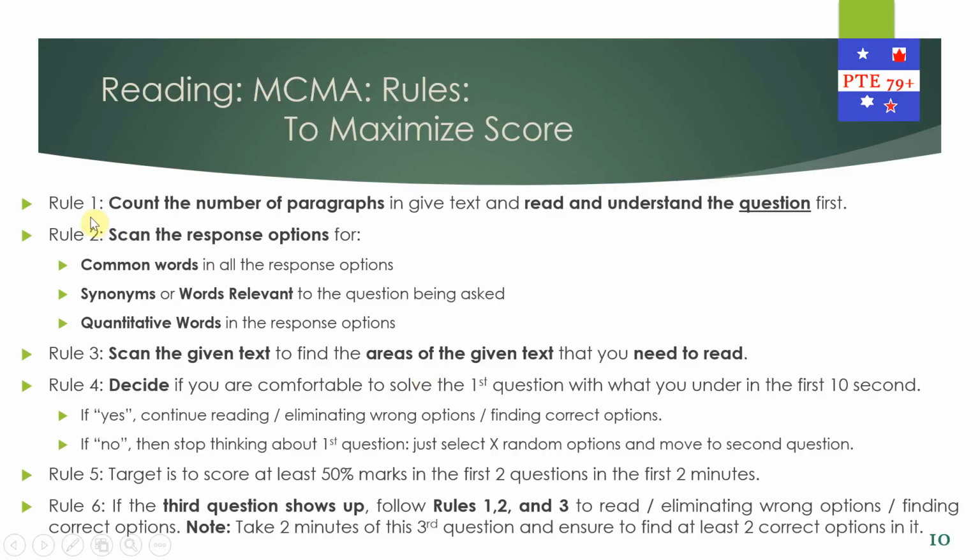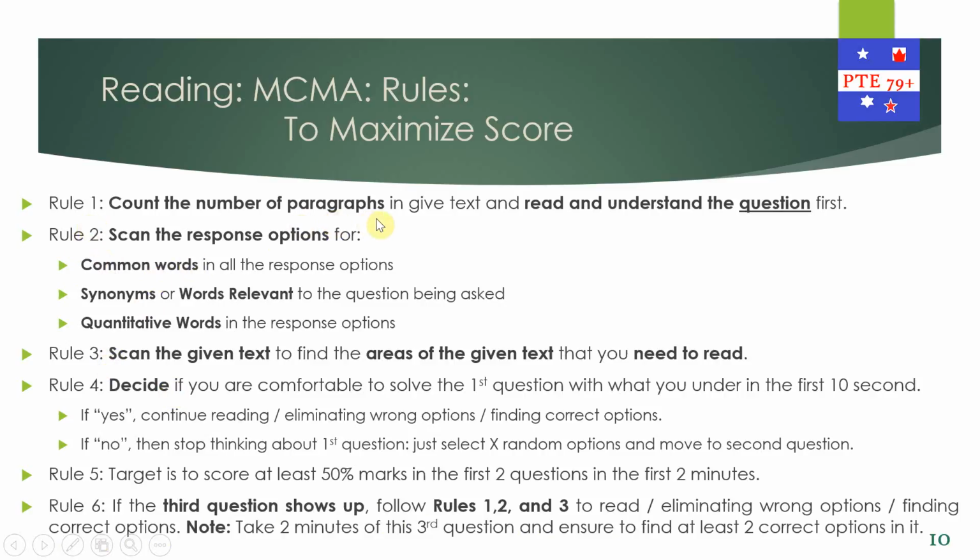Okay, so read these three rules and try to follow them. That is when you can decide whether you want to solve the first question or not. And if you decide to solve it, go ahead and solve it, eliminate options and solve it. If you don't want to solve it, then just stop thinking about the first question, just skip, select random X options, and move to the next question. And then in the next question, you must target to get 50%. If the third question comes, obviously you follow the first three rules.